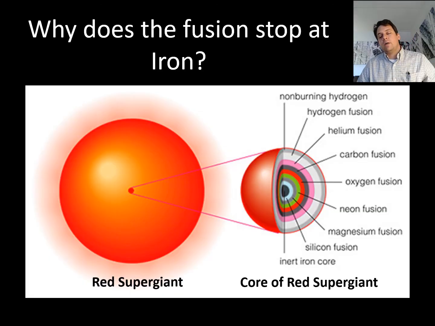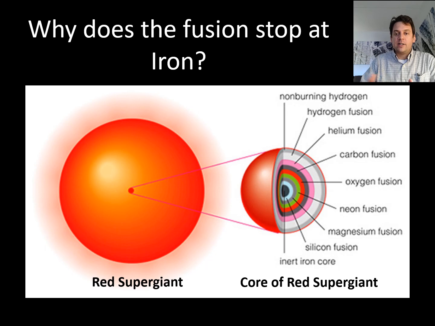Okay, so now I want to come back to something that I just pointed out a couple of slides ago, which is that fusion for high mass stars stops at iron. Okay, why? So the core of a red supergiant, and it's a supergiant because it was formed out of a high mass star. So this high mass star was already very large, and now it's gotten really gargantuan, as it has left the main sequence.